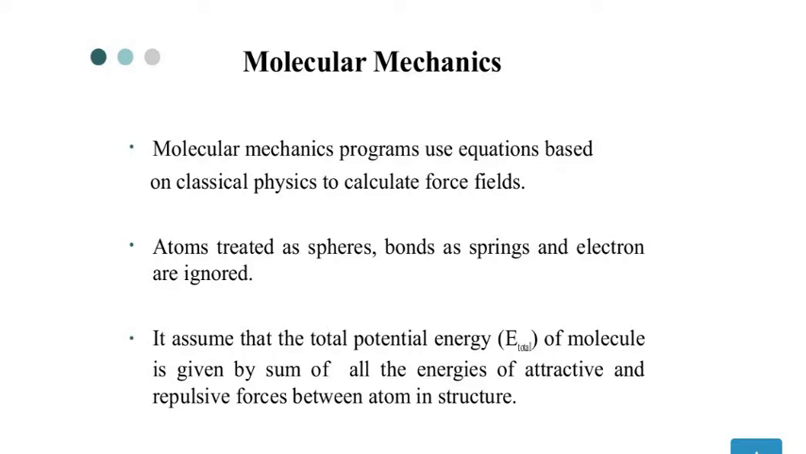Just remember this point: atoms are treated as spheres, bonds as springs, and electrons are ignored. It is assumed that the total potential energy of a molecule is given by the sum of all energies of attractive and repulsive forces between atoms in a structure. What does it mean, total energy?